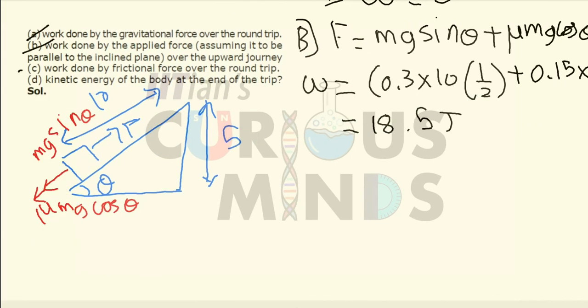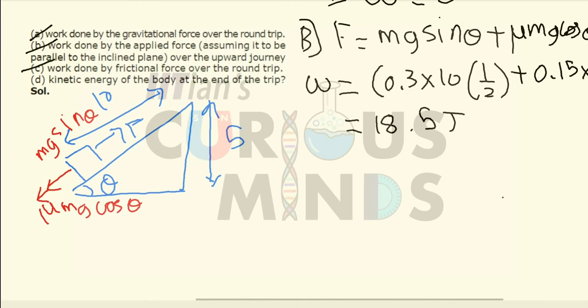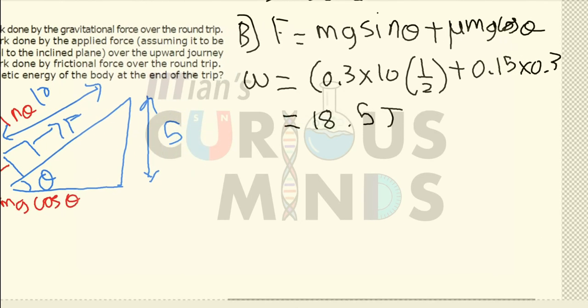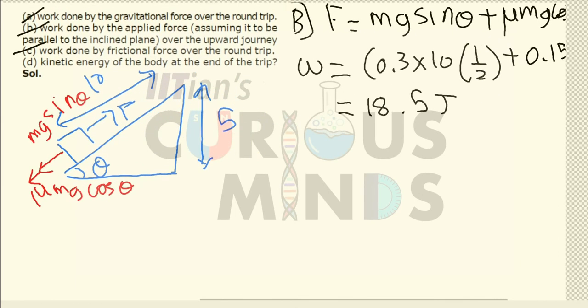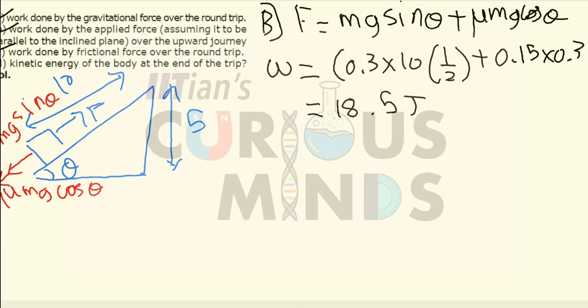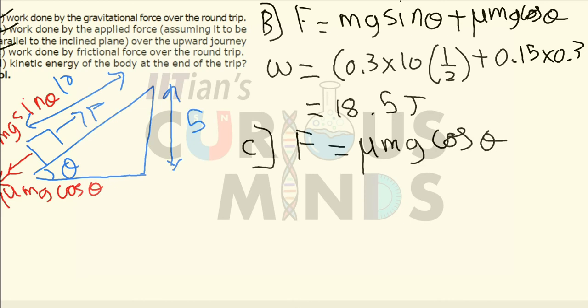Let us calculate the C part: the work done by the frictional force in one round trip. The frictional force is a non-conservative force. So in the first case, let us find out the frictional force. It will simply be equal to mu mg cos theta. In the second case also it will be the same.